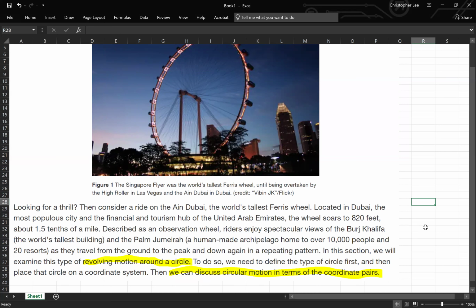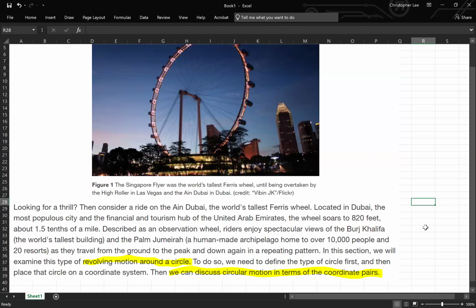Described as an observation wheel, riders enjoy spectacular views of the Burj Khalifa, the world's tallest building, and the Palm Jumeirah, a human-made archipelago home to over 10,000 people and 20 resorts. Awesome. As they travel from the ground to the peak and down again in a repeating pattern.